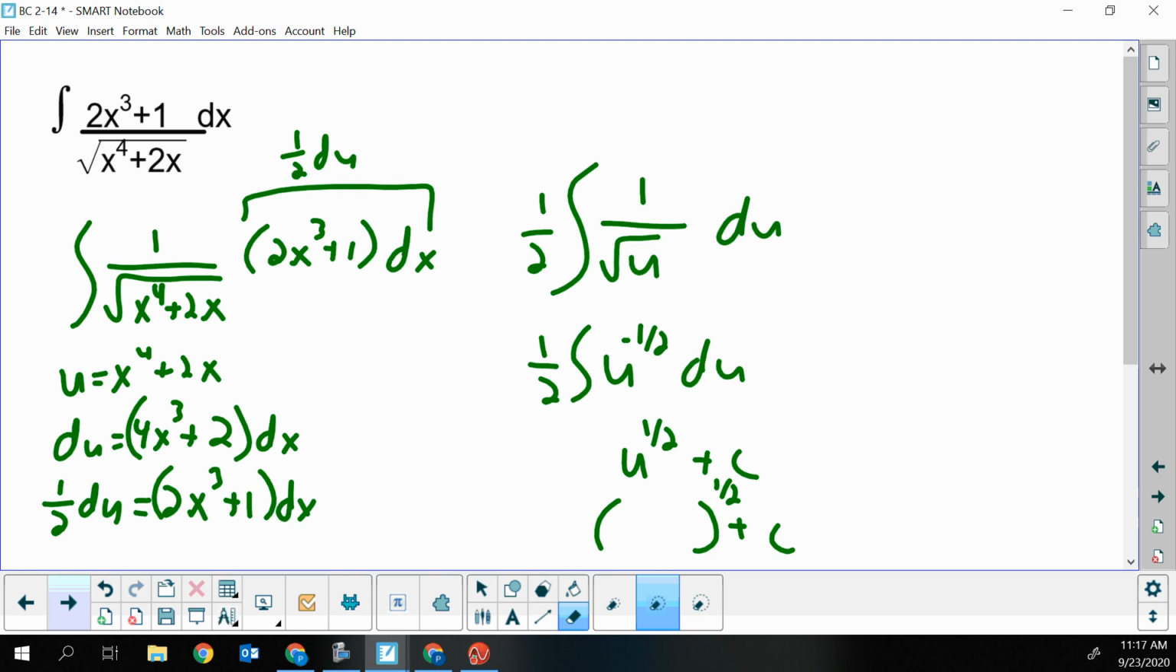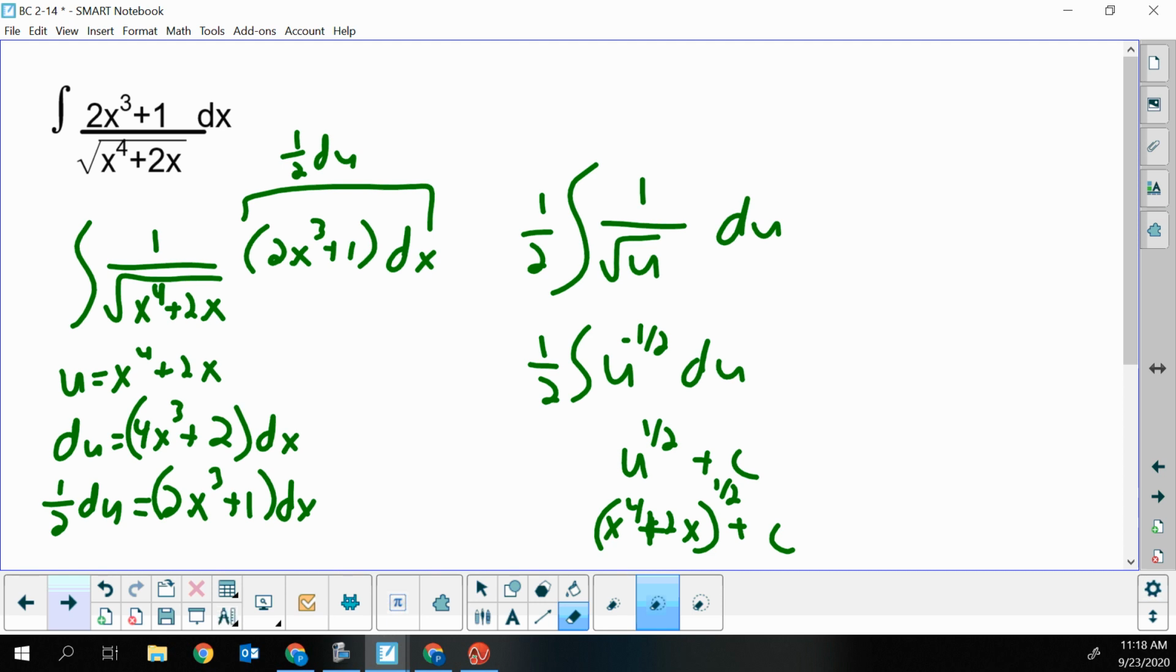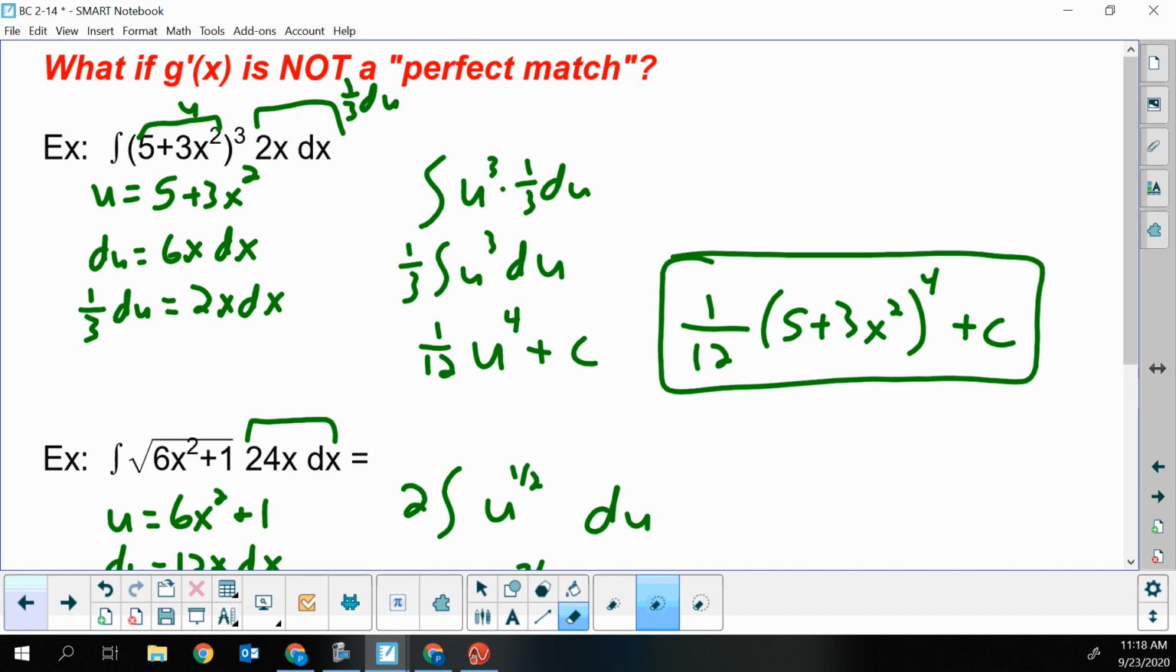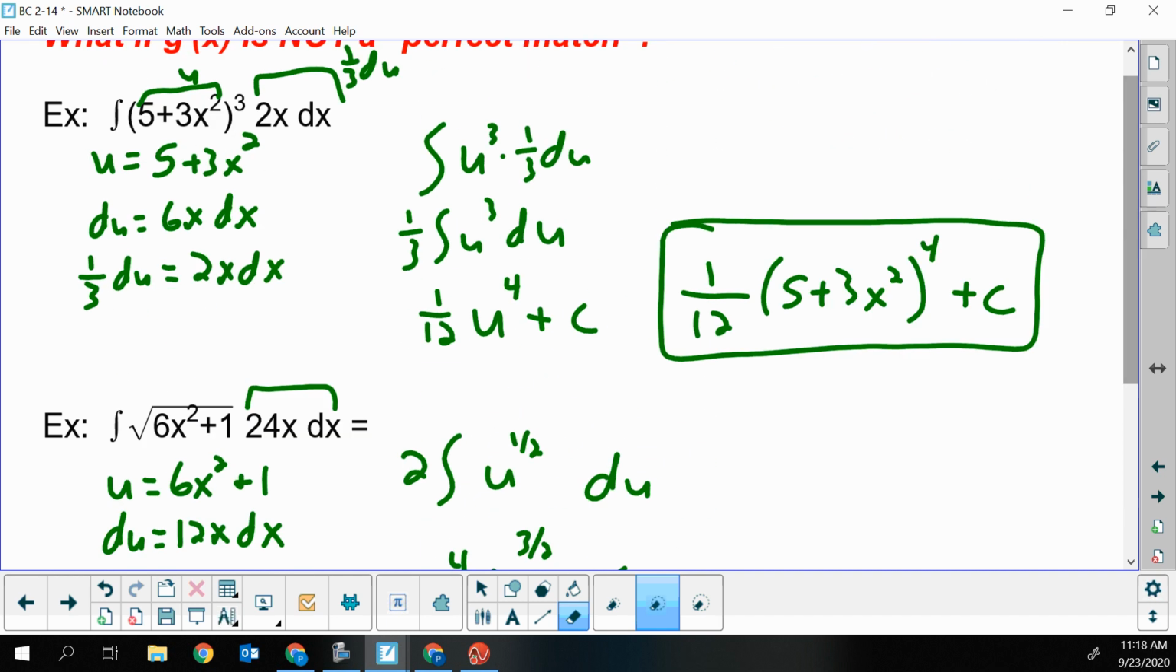And then we'll put our u back in. We have x to the fourth plus 2x, there's a plus here, raised to the 1/2, plus c. Just want to check, make sure I put my exponent on that one.